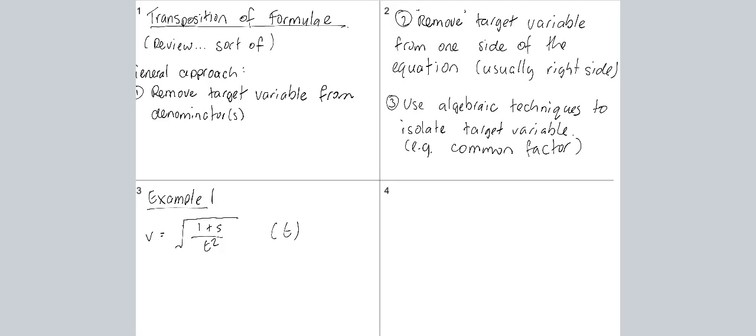And that's the important algebraic principle. This is called Maths Methods Foundation for a reason, and foundations are really important. You need to make sure you're really precise with your thinking about something. So you remove the target variable from one side of the equation and then use algebraic techniques to isolate the target variable, e.g. by common factor. And we'll see this come out in the example here.